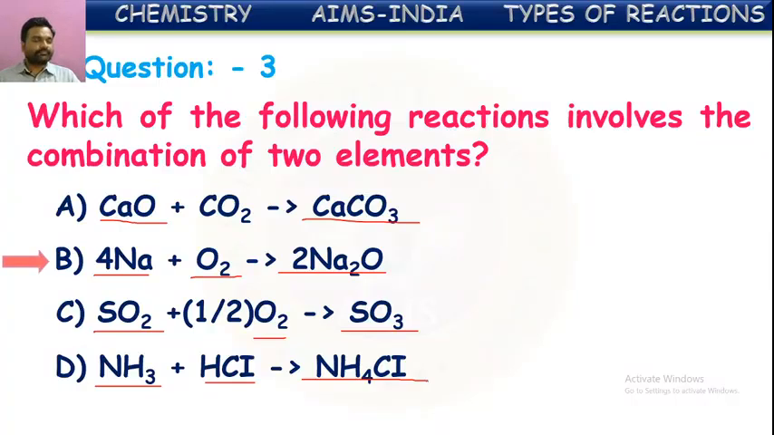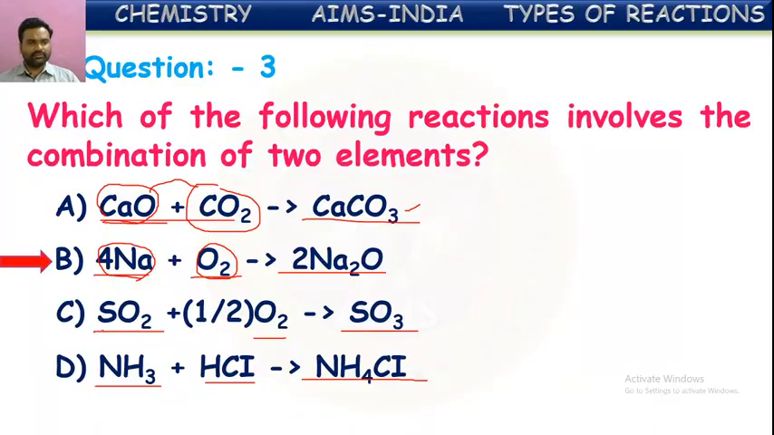That is B. In this reaction, sodium is an element which is combining with oxygen, which is also an element. Finally, they are forming a compound. So combination of two elements is happening here in B, sodium oxide formation. What is happening in the first one? Calcium oxide is a compound. Carbon dioxide is also a compound. So combination of two compounds is happening here. It is also a combination, but a combination of two compounds.